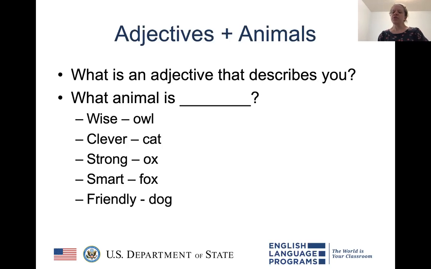So try this. What are some adjectives that describe you? Are you smart? Are you friendly? Are you clever? And what are some animals that you associate with those adjectives? Now, in the US, as I said, we associate an owl with being wise. But maybe there's a different animal you think of being wise in Mongolia, and that's fine. You would want to personalize this to your students and your place.